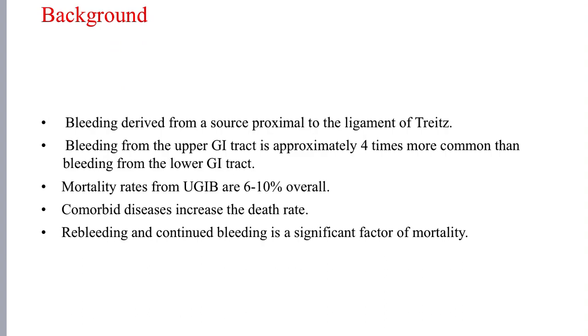Mortality rate from upper GI bleeding is 6 to 10% overall، وهاي نسبة عالية طبعا. أغلبية المورتاليتي هي among people with comorbid disease مثل الدايابيتس، hypertension, cardiovascular disease, renal diseases, hepatic disease. So comorbid diseases are an important risk factor that increases mortality rate. عندنا recurrent bleeding and continued bleeding is a significant factor of mortality. يعني in addition to the comorbid diseases, إذا patient صار عنده continued bleeding in spite of management or rebleeding, this is also an important risk factor for mortality.